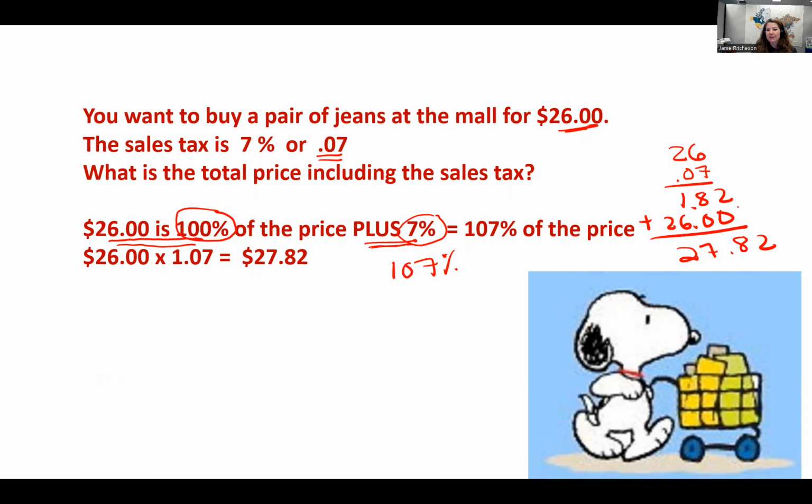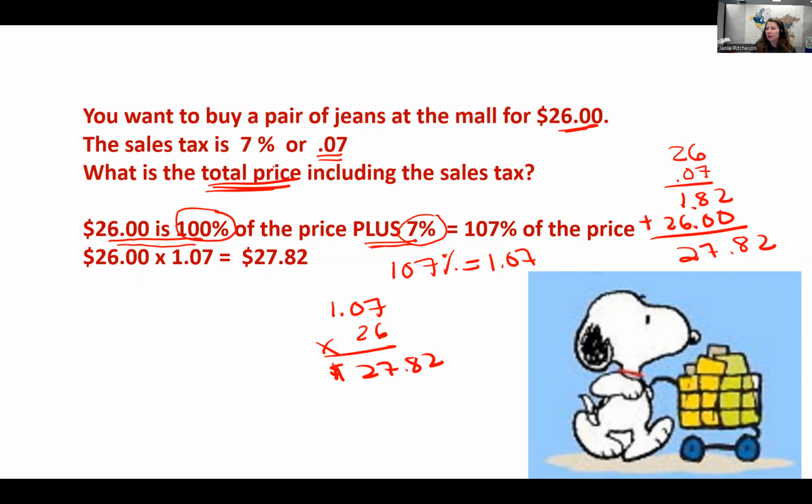Instead of having to multiply and then add, if you'll simply multiply the price of the jeans by 1.07, because 107% is 1.07. If you think I have to pay 107% of $26, then you can do this in one step. 1.07 times $26 is the same answer as $27.82. Now that's only if they ask what's the total price.